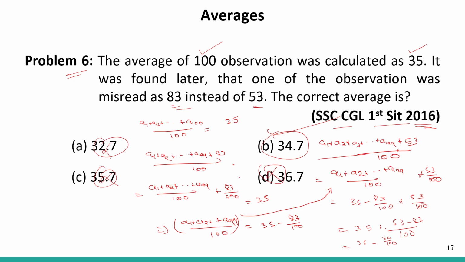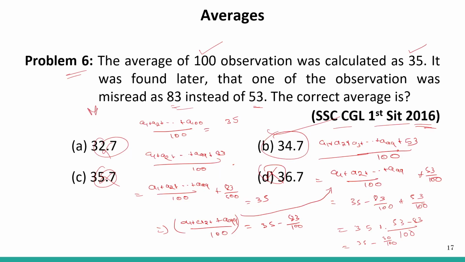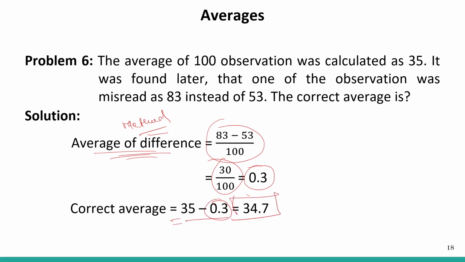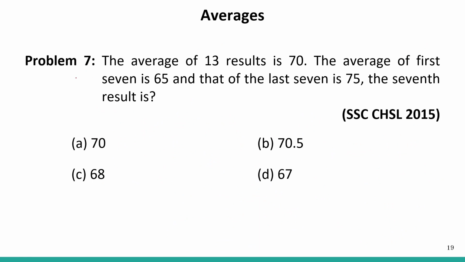So let's go forward with the step-by-step solution. Average of difference, this has been done in method 1, we have previously done it in this method. So this is method 2, the formula method. Average of difference is equal to 83 minus 53 by 100, so it will be 30 by 100 is equal to 0.3. So correct average will be 35 minus 0.3 is equal to 34.7. That is option B. So this is the correct answer. These are all wrong answers: 36.7, 35.7, 32.7. So let's go forward with problem number 7.